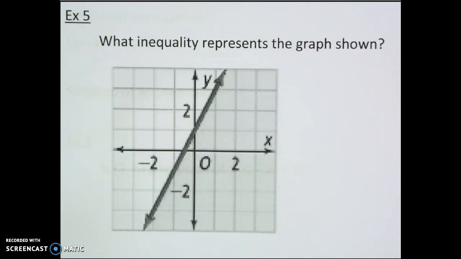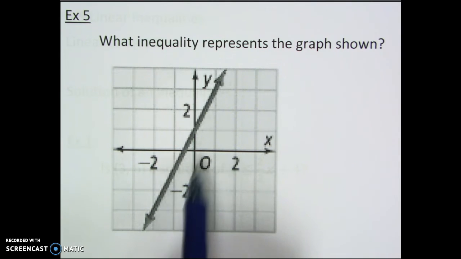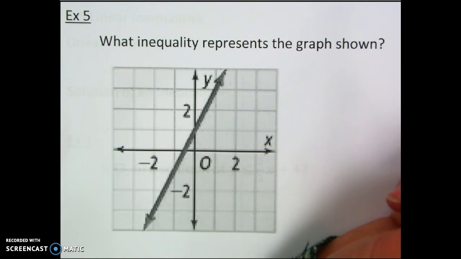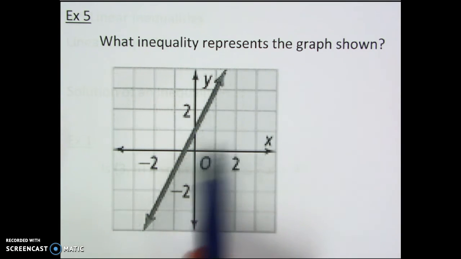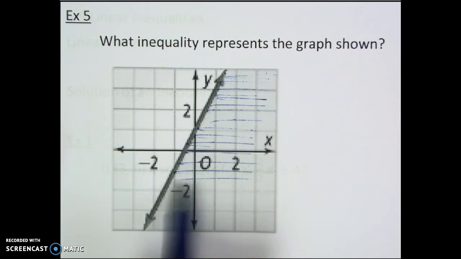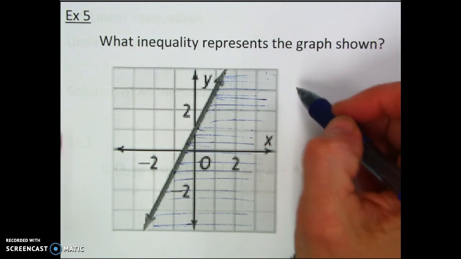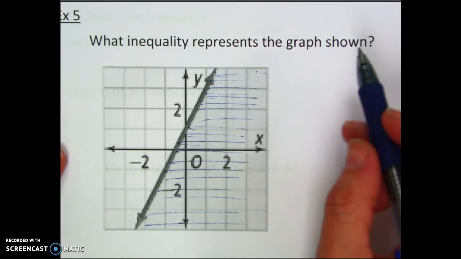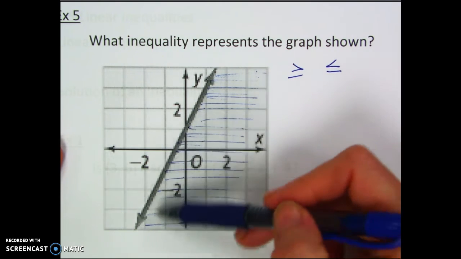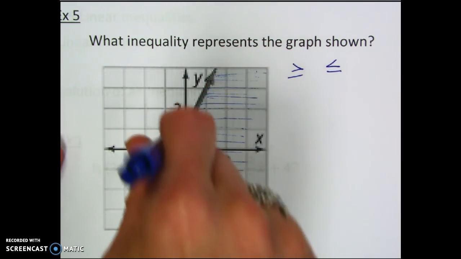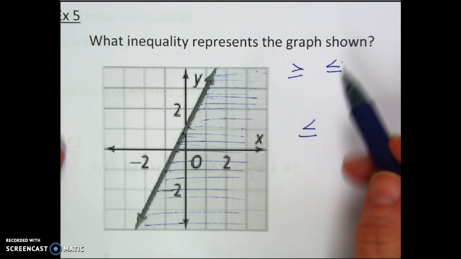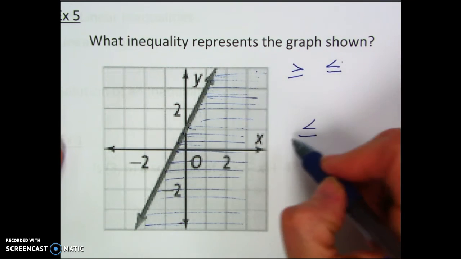All right, and then I have one more where we're going backwards. Here we have the picture, and we need to figure out what the inequality is. It might be hard to see, but this side is actually a little bit darker. So this is our shaded side. Solid line, so it's going to be either greater than or equal to or less than or equal to. We are below that line. If I put my pencil on the line, below it is where it's shaded. So I actually want less than or equal to because I want points less than or below the line.